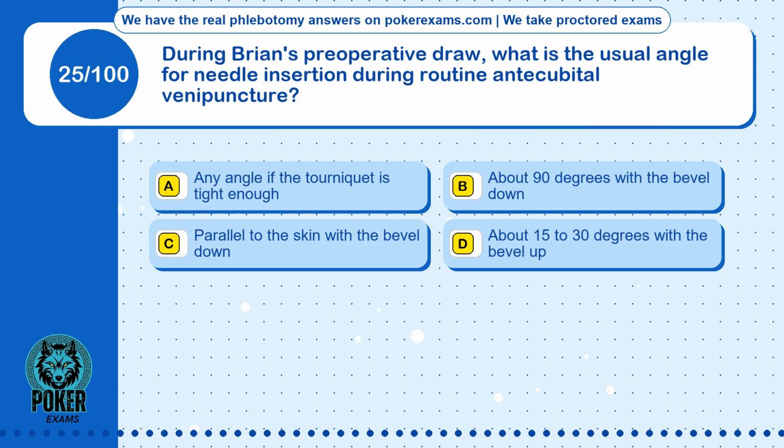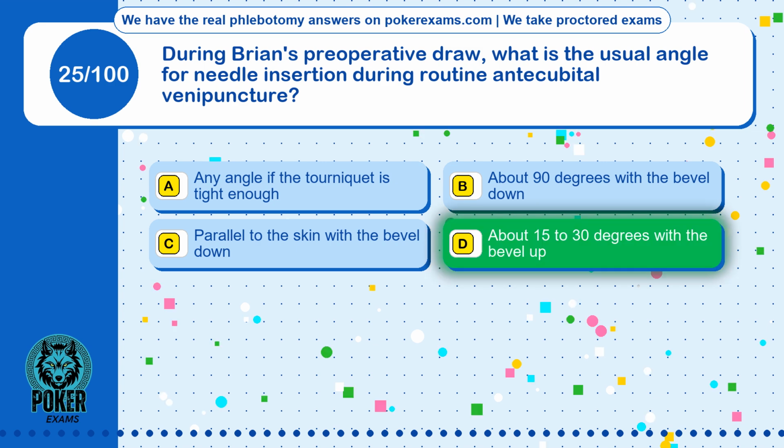Question 25. During Brian's preoperative draw, what is the usual angle for needle insertion during routine antecubital venipuncture? Option A. Any angle if the tourniquet is tight enough. Option B. About 90 degrees with the bevel down. Option C. Parallel to the skin with the bevel down. Option D. About 15 to 30 degrees with the bevel up.